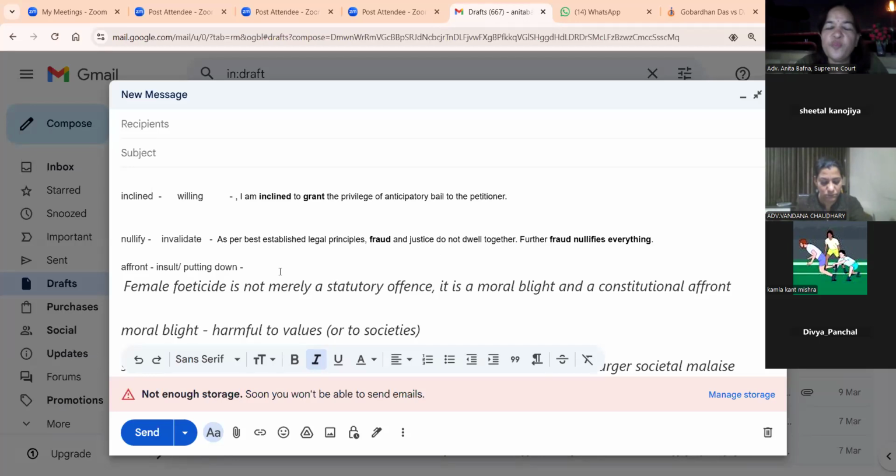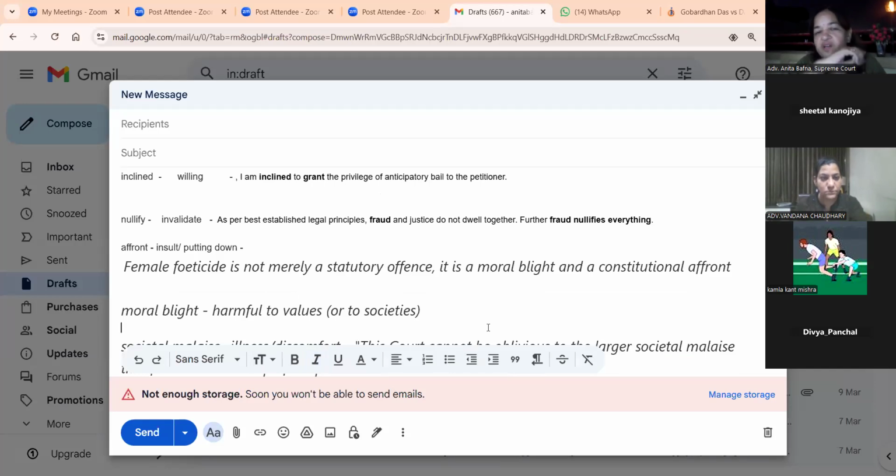Affront, insult or putting down somebody. Now this is female feticide is not merely a statutory offense. It is a moral blight and a constitutional affront. Now there are two words here. Moral blight. It is harmful to the values. मतलब, finding the sex of the child who is not born in the womb is not right. It is harmful to society. It's a moral blight. So two words in one sentence.